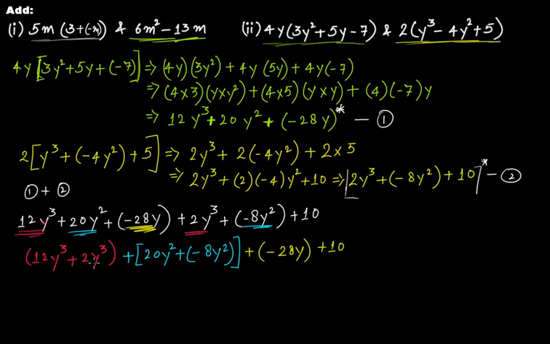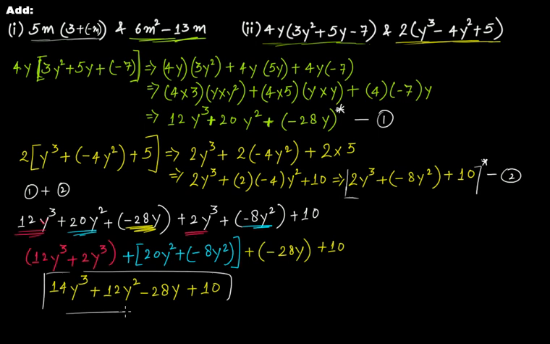12y cubed plus 2y cubed means 14y cubed, and then this is plus 20y squared minus 8y squared means 12y squared. Here if you open the bracket, this will be minus 28y, and this is plus 10. So adding these two expressions gives you this expression.